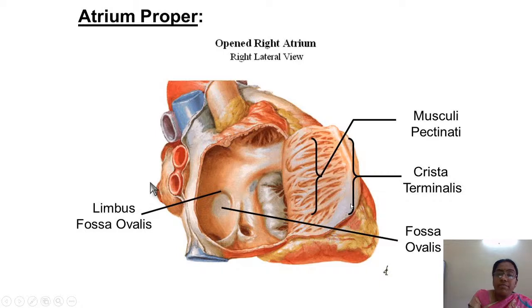Externally, if you remember, when we were talking about the external features of the right atrium, we said that from the superior vena cava to the inferior vena cava there is a sulcus called the sulcus terminalis. Now the right atrium has been opened. When it was closed, we said it has a sulcus terminalis, but when you open it, at that part you can see this ridge, which is called the crista terminalis.